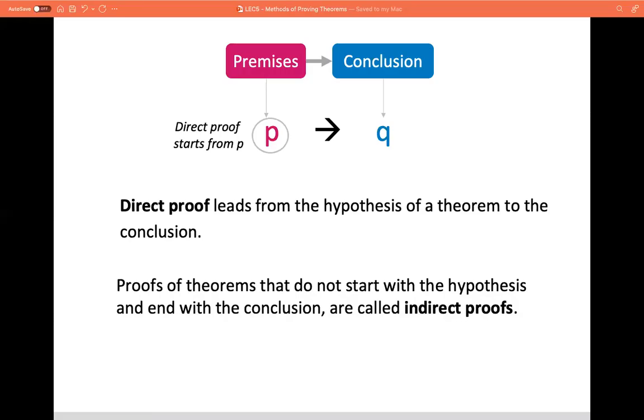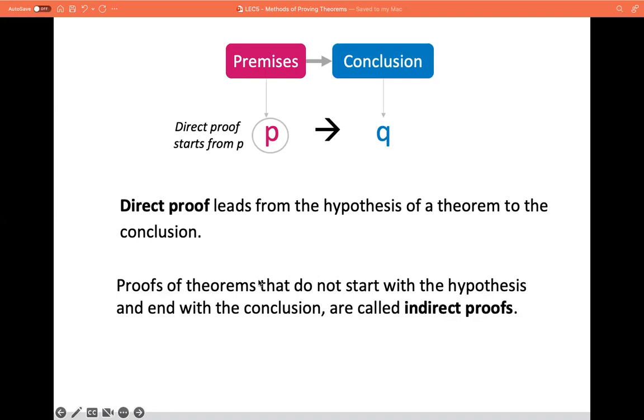So good day everyone. In this video, we are going to discuss the proof by contraposition. But before that, let us quickly discuss what a direct proof is. A direct proof leads from the hypothesis or premise of a theorem to the conclusion. So if we want to prove this conditional P implies Q, we start with the assumption that P is true, and using that assumption, we prove that Q is also true.